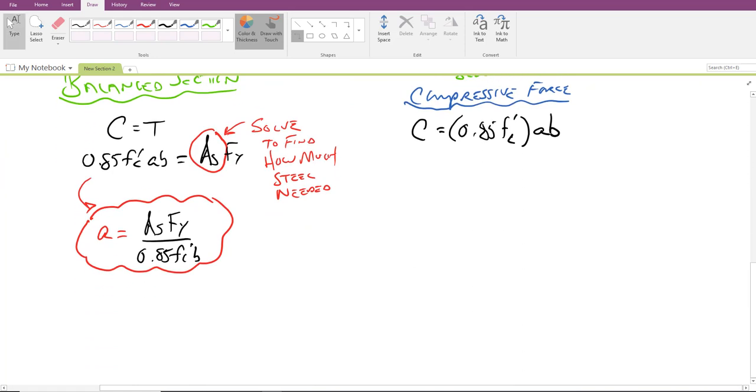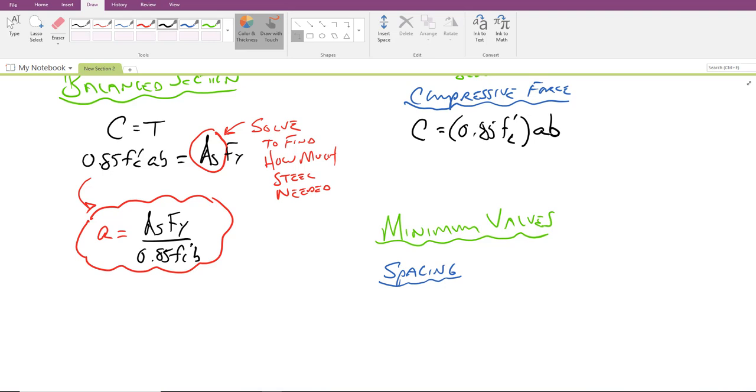Now, two quick things to note. There are a few minimum values that have to be met. One value that has to be met typically is spacing. How far apart could our bars be? Typical minimum values are 1 bar diameter or 1 inch. This is diameter right there. 1 bar diameter or 1 inch.